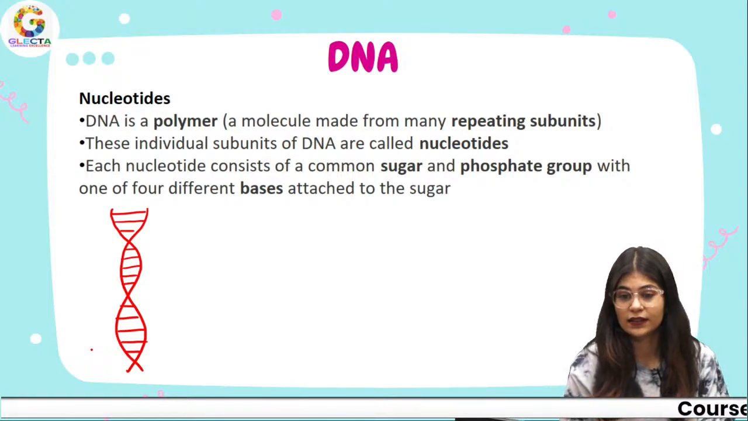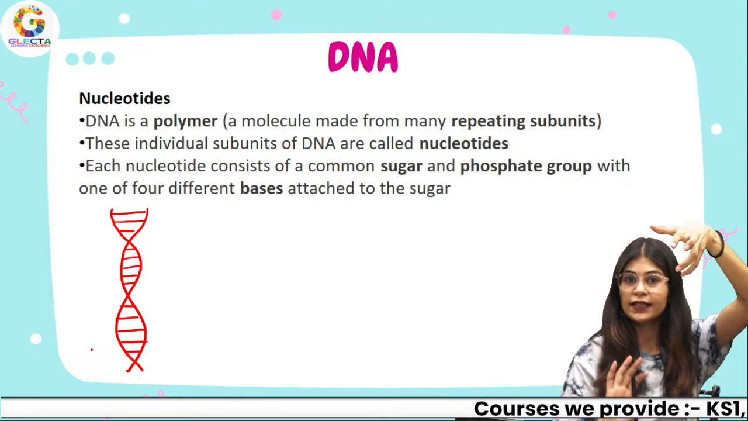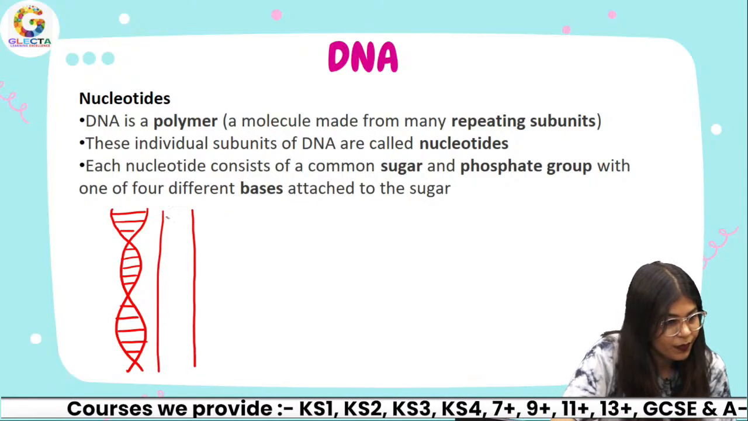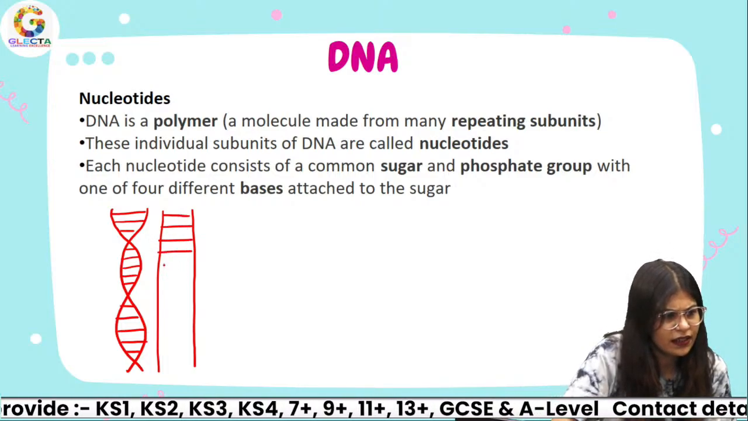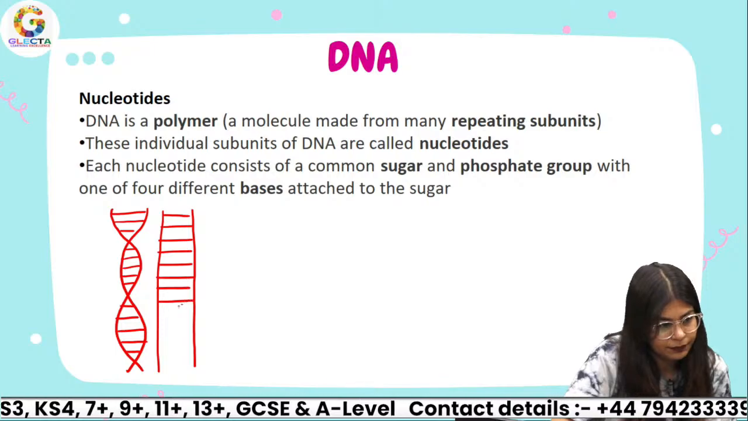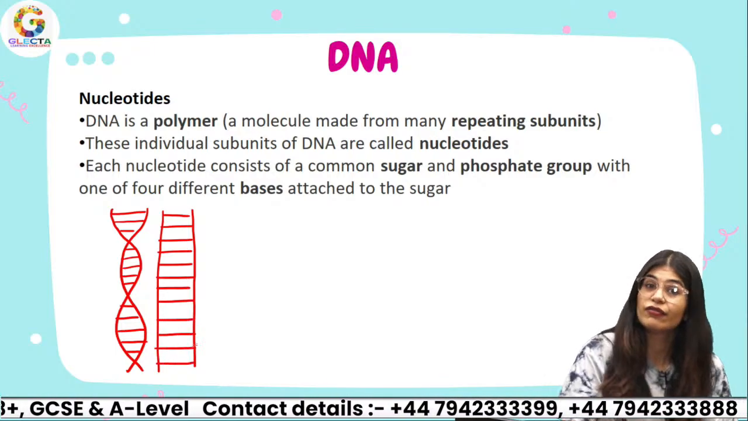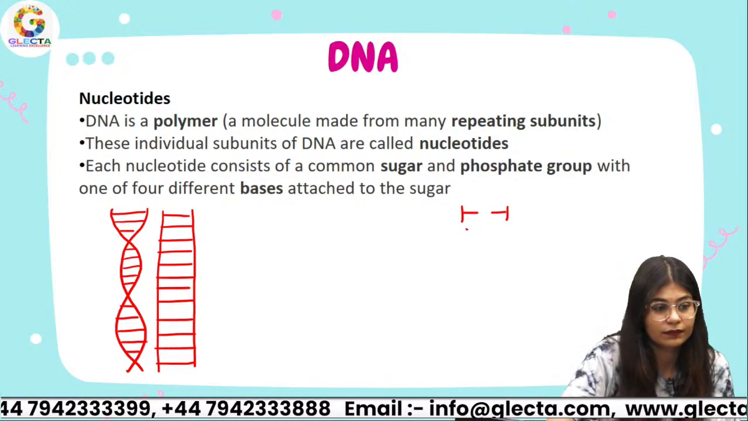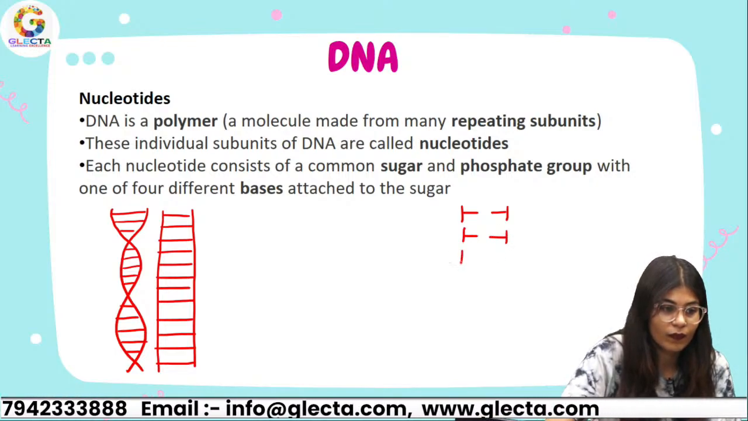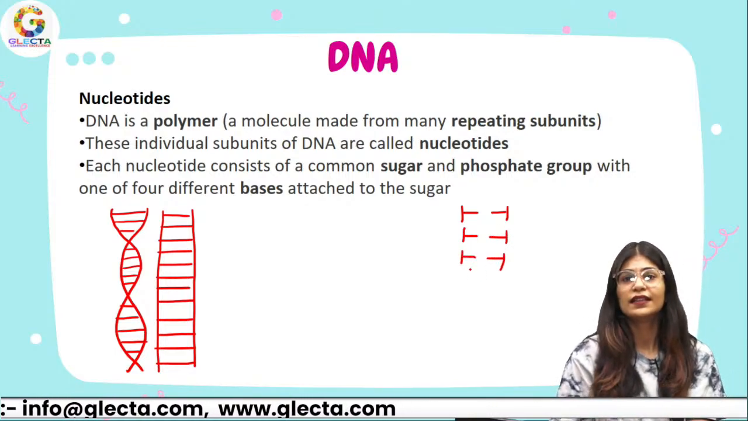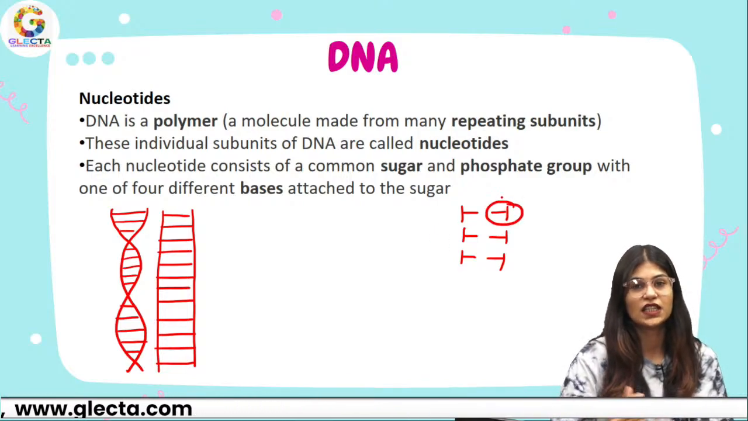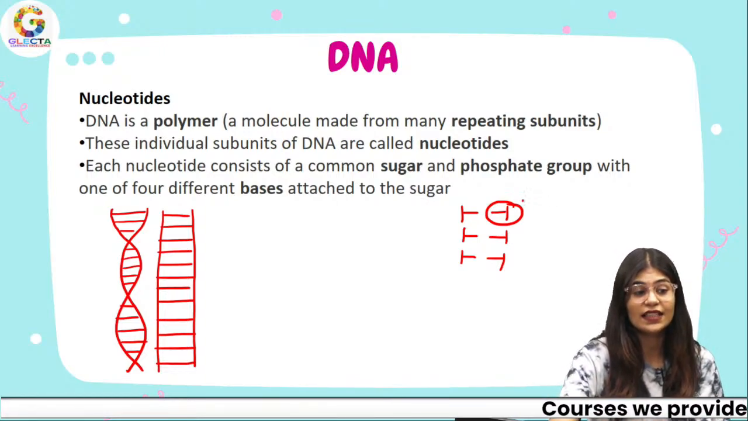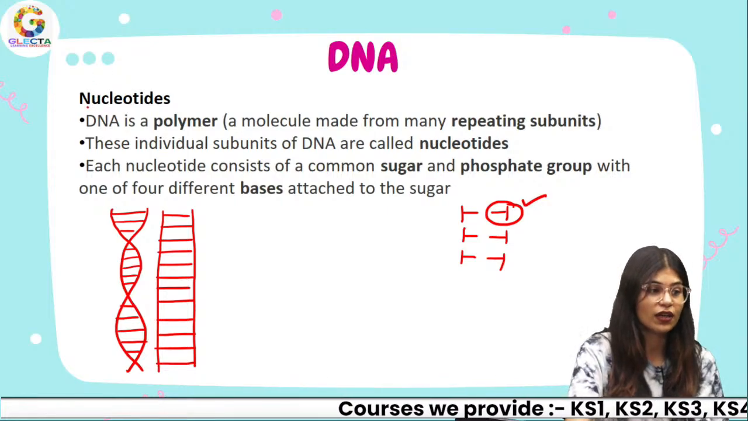Let's try to break this. To break this, what I'm going to do is unwind it. When I unwind it, it looks like this, pretty much like a ladder. And if now I break this ladder, it would be like this. Which means technically DNA is made up of whatever this slanted T is made up of, because that's how we can break the DNA. This slanted T here is what is known as a nucleotide.